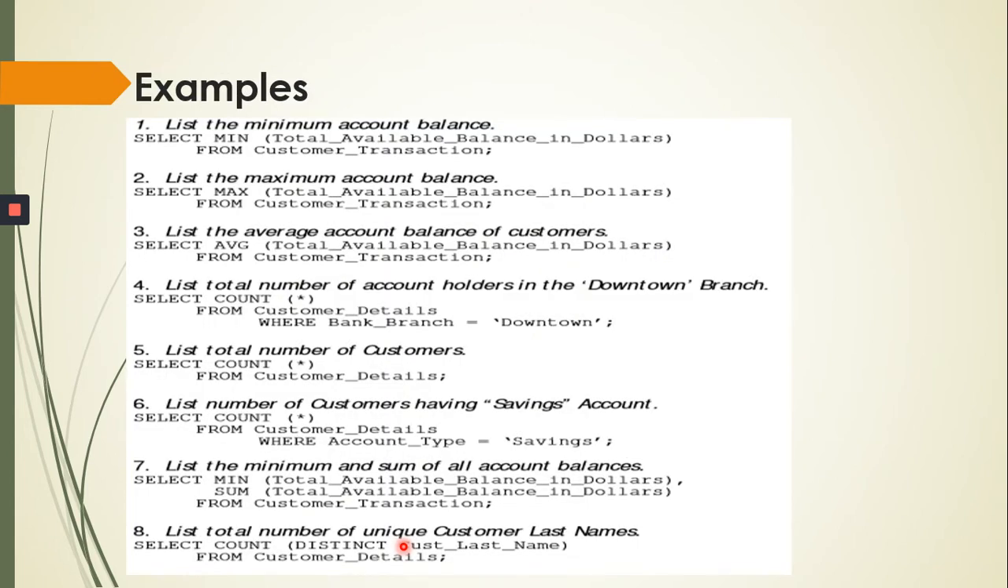Now another example: list the minimum account balance. We have one table named customer transaction, in which we have a column called total available balance. What we have to find is the minimum account balance.